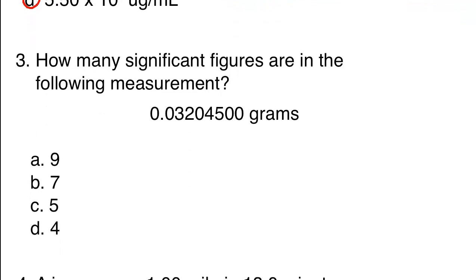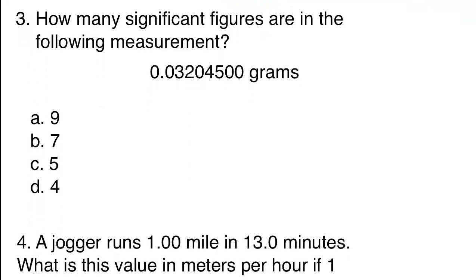Number 3, how many significant figures are in the following measurement? You should have been able to answer this very quickly, provided you know the rules. So the first 2 zeros are leading. Leading zeros are never considered significant, so they drop. The 3 and the 2 are non-zero digits. Any non-zero digits are significant, and so the 4 and the 5 would also be counted.